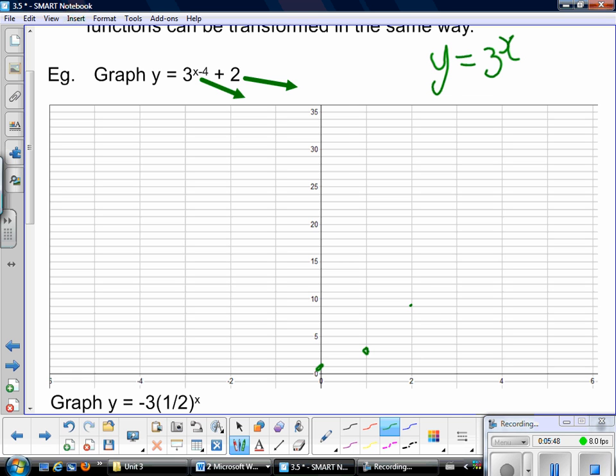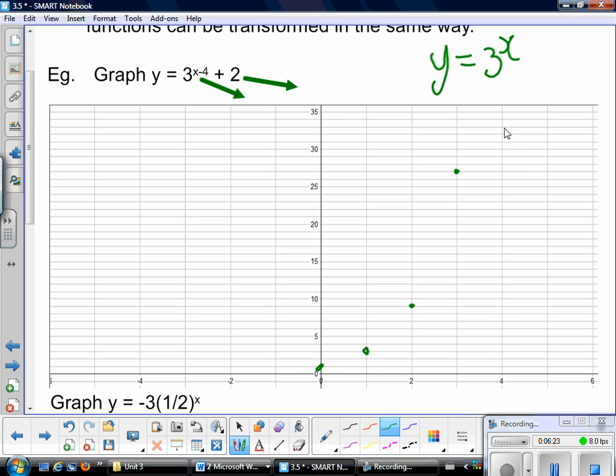What's different about these types of graphs is that each parent function is different depending on what the base is, the b. So the b here is 3. Now if I go 3 cubed, that is 27. Notice how quickly that has climbed, and that's one nice thing about exponential. 8, 7, so it should be right there.